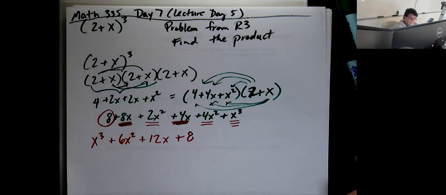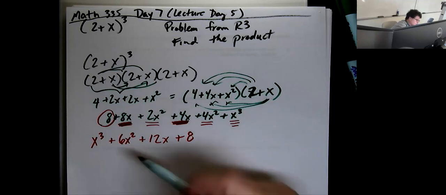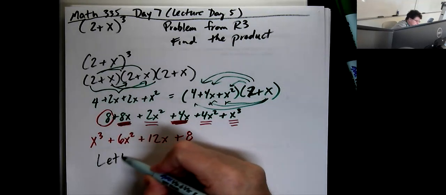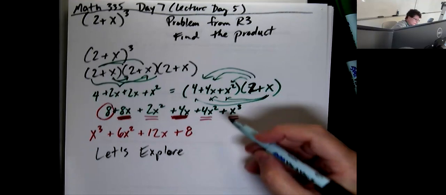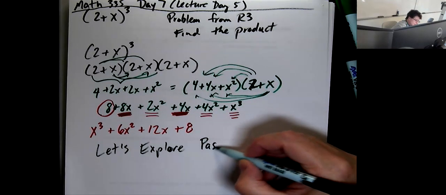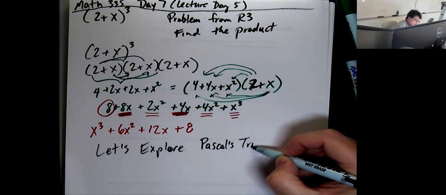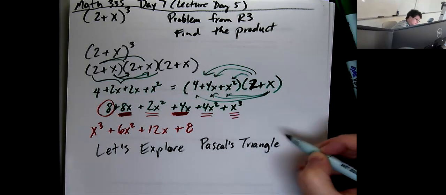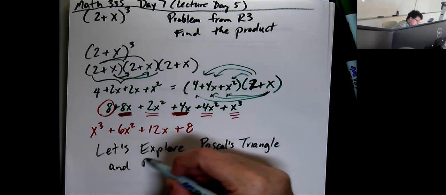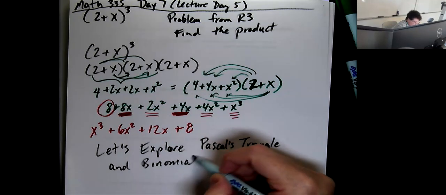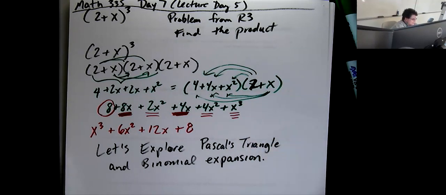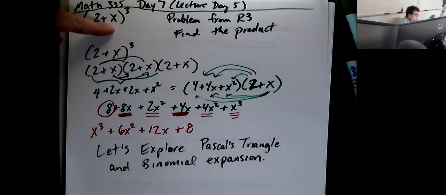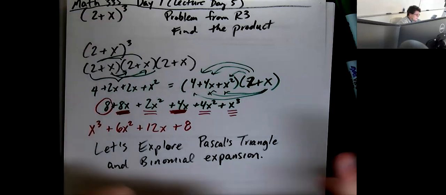Give you time to finish writing this down, and then we are going to explore Pascal's triangle and binomial expansion. This is one of the coolest things ever. Because you can imagine, if this was the 7th power, this would get tedious, right? Check this out.